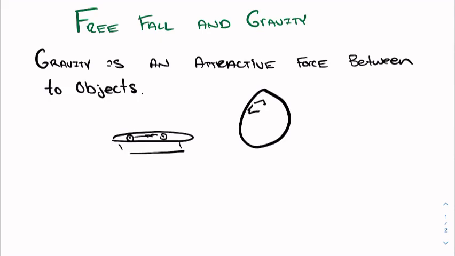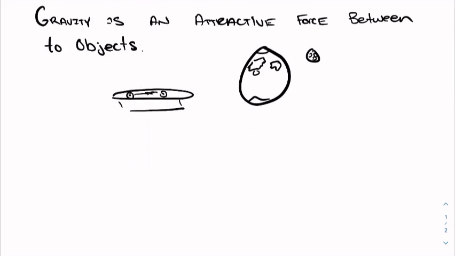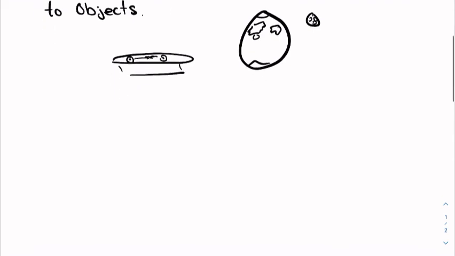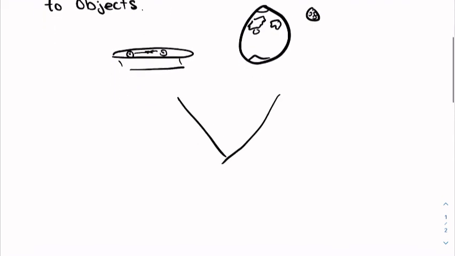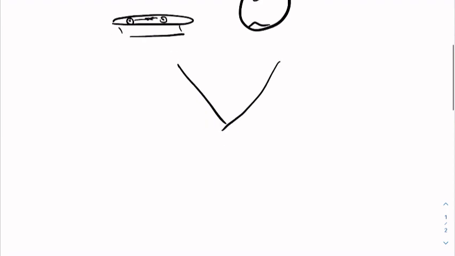This can be at a massive level too, right? The Earth, which I'm drawing here, it's a sad Earth, is keeping the moon in orbit because there's a gravitational force between the moon and the Earth. This is a result of the distance between them and their size. Obviously, the Earth has a way more gravitational pull than the Cheerios.